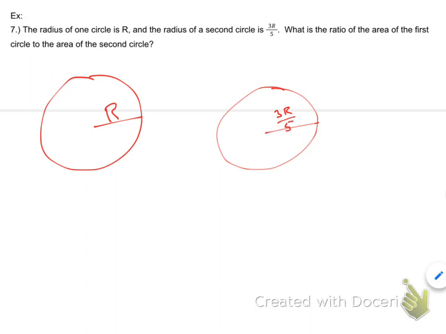So, what do we do with these? First of all, they're similar because they're both circles. What's the scale factor between these two? It says the first one to the second one, so first one over the second one. Guys, set up your scale factor: r over 3r over 5. That's the scale factor.